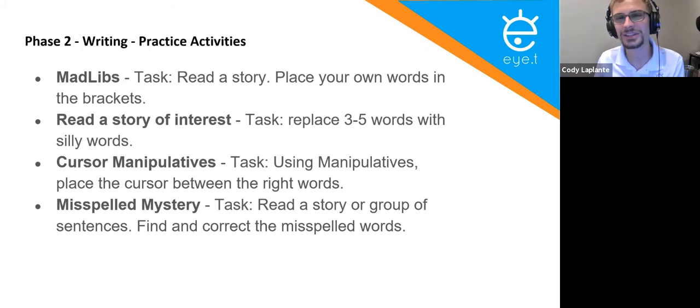And we can do this exact same activity, what we all remember as being really fun and silly from childhood. We can put this into a screen reader. We can put this on the computer. The task being read a story and place your own words in the brackets. That's kind of our modified Mad Libs. So if you give your student a story, you see how this is building off our practice activities from phase 1. And you say, I've deleted some words and I put brackets in their place. The student then has to move their cursor between the brackets and insert their own words, right?